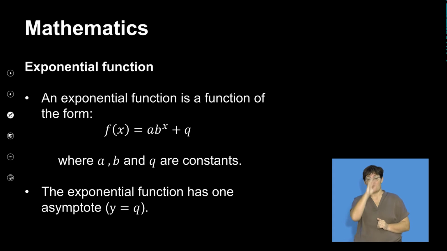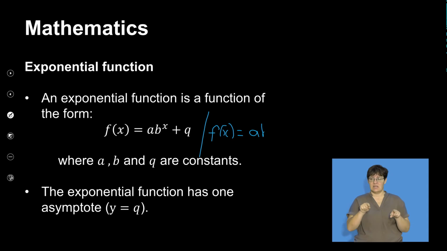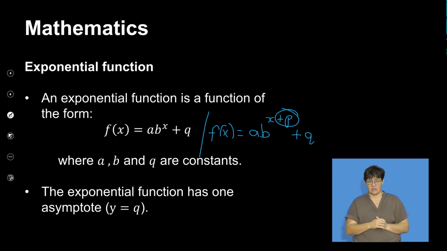Now, remember, an exponential function is a function of the form f of x equals ab to the exponent of x plus q. Now, you will see that some textbooks also use f of x equals ab to the x plus p, plus q, just to represent a constant there of p. It really does not mean anything. It's normally just a constant. What is mostly important is what the q does, although the other letters also tell us a few things.